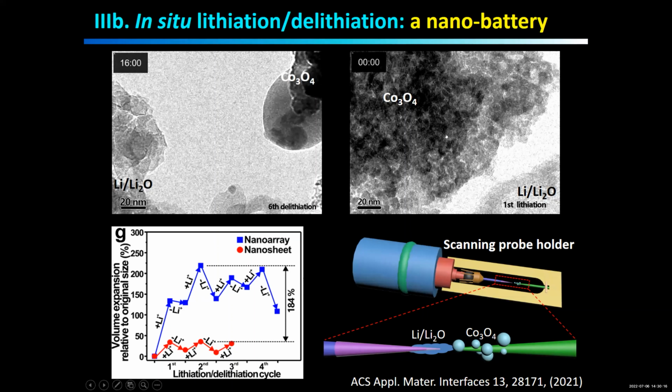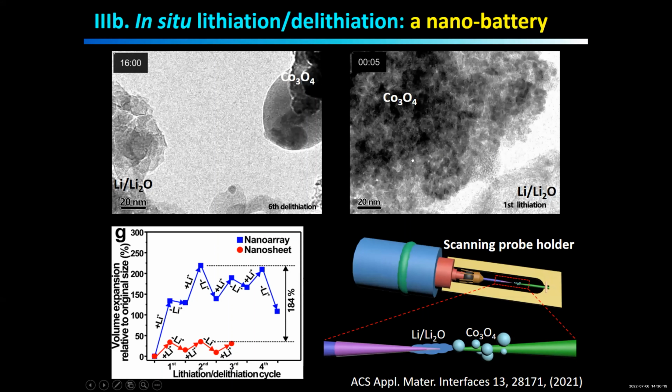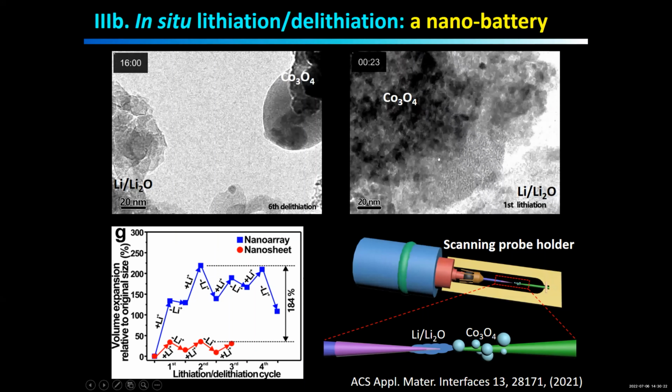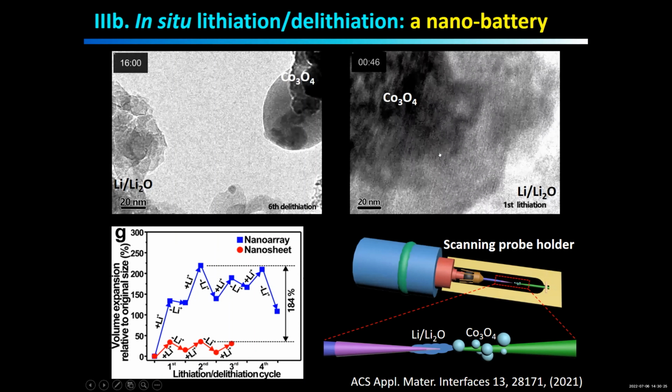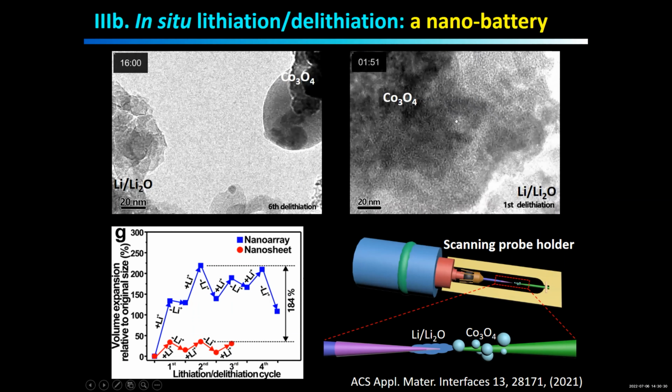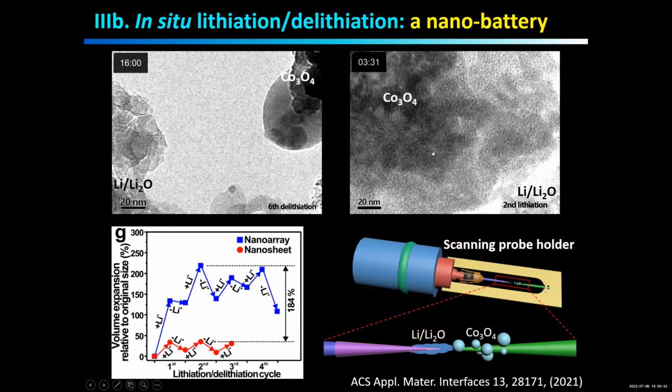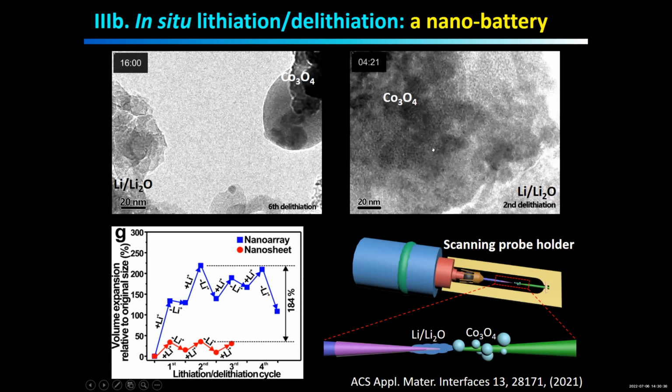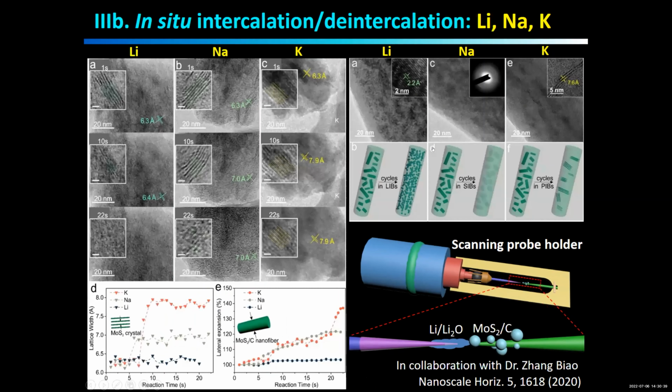And if we change the morphology of this material to the nanosheet, we can see the similar lithiation process, but now the volume expansion will be greatly reduced. That is attributed to the large surface area of this nanosheet to accommodate the lithium. So this nano battery setup not only applies for the lithium, but also works for the sodium and the potassium. Here we collaborate with our colleague, Dr. Zhang Biao, and we compare the intercalation behavior for the lithium, sodium, and potassium on the MoS2 crystal.